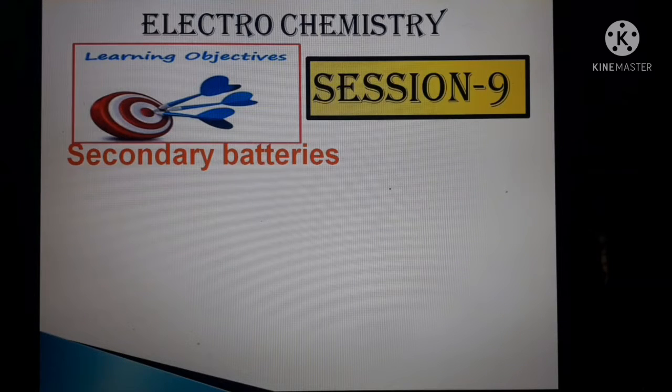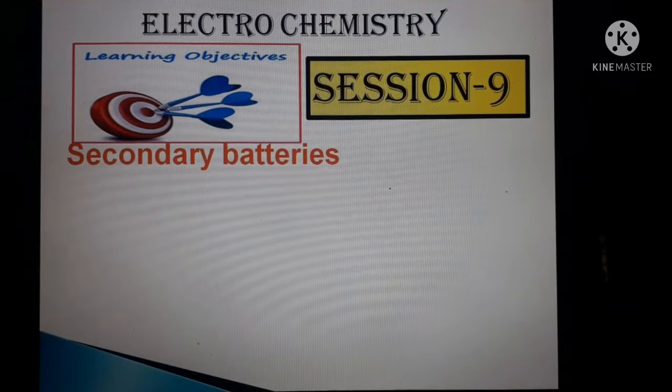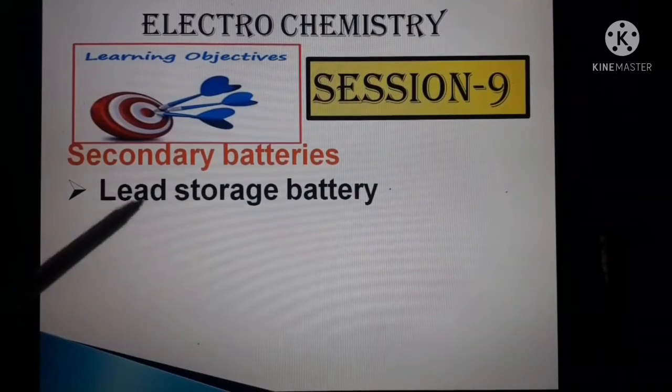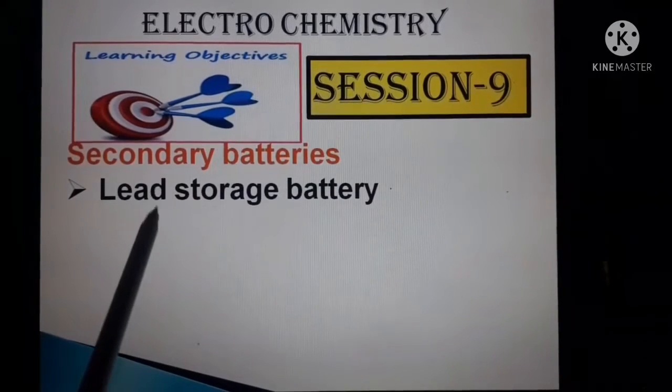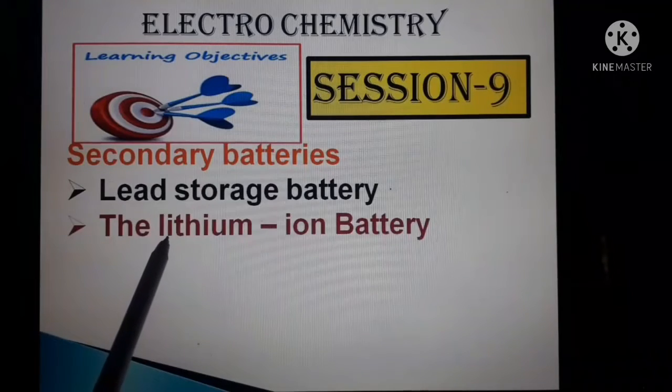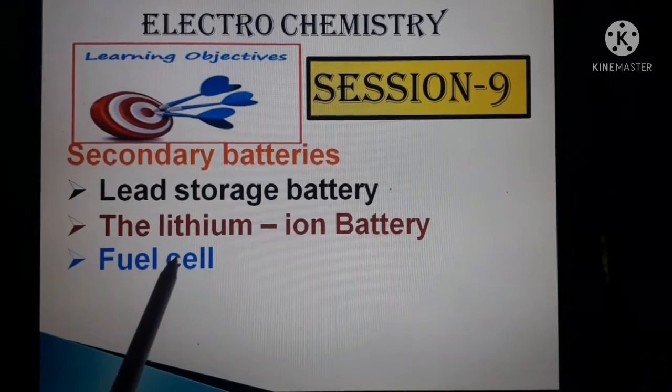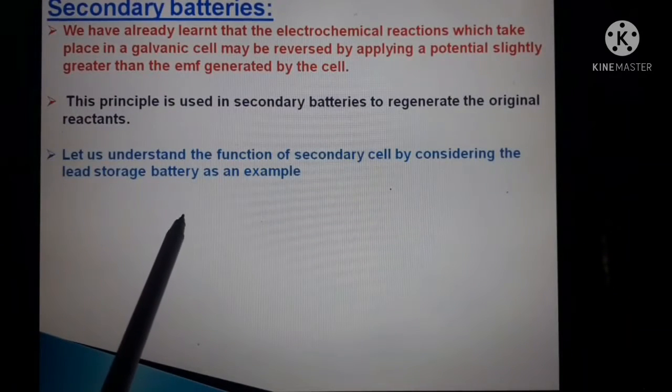Okay, thank you. Now in this session the learning objectives are secondary batteries. Last session we saw the primary batteries. Now lead storage battery, then lithium ion battery, and fuel cell. This is the topic. We will see the topics one by one. Okay. Next. Now these are the secondary batteries.